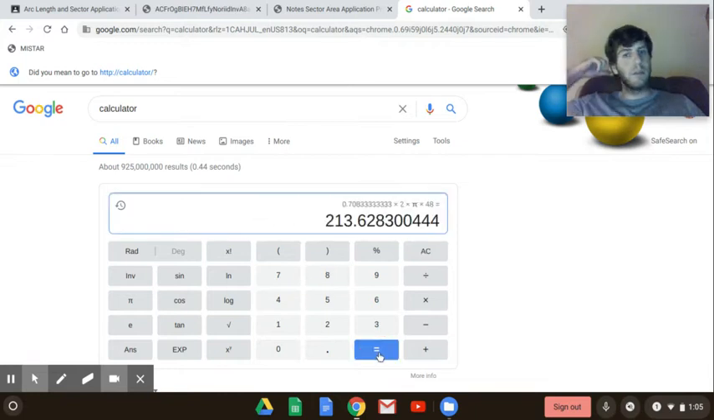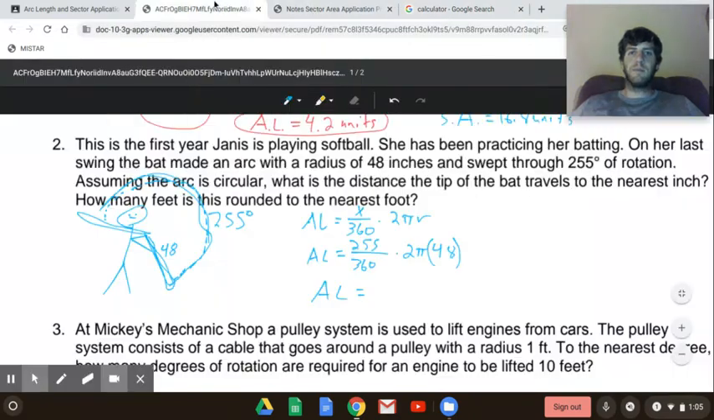which is going to be 213.6 inches. To the nearest inch, that's 214 inches. We round it to 214 inches. Then we want how many feet this is, rounded to the nearest foot. To go from inches to feet, we have to do our unit conversion. There are 12 inches in a foot.